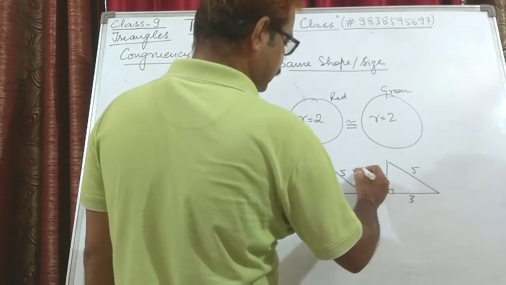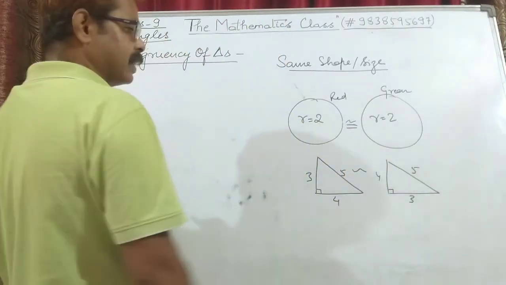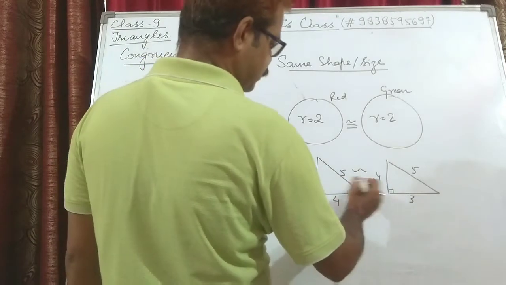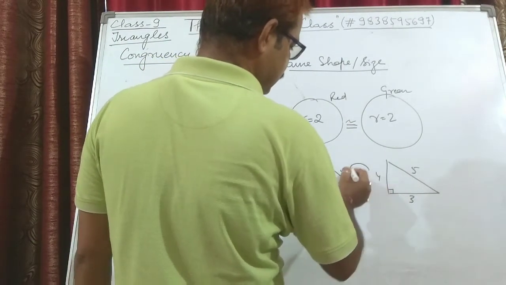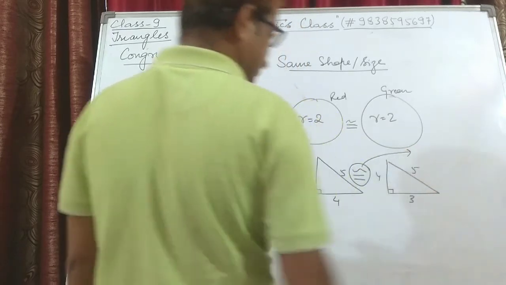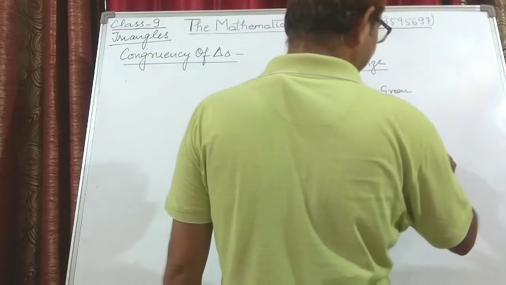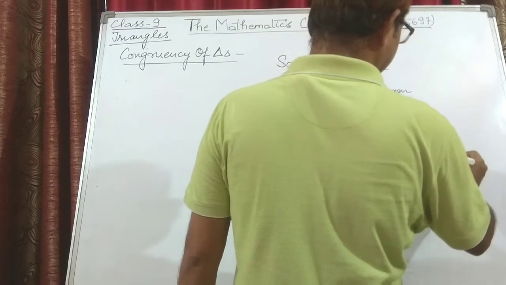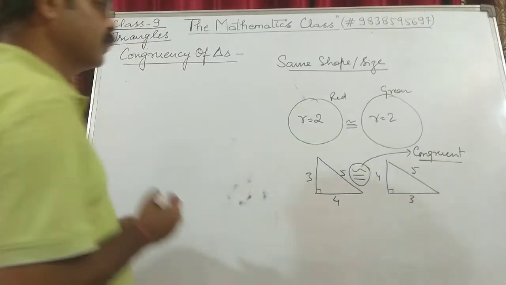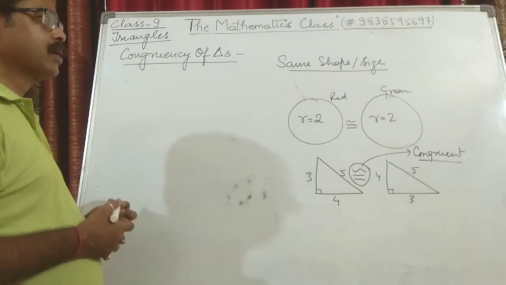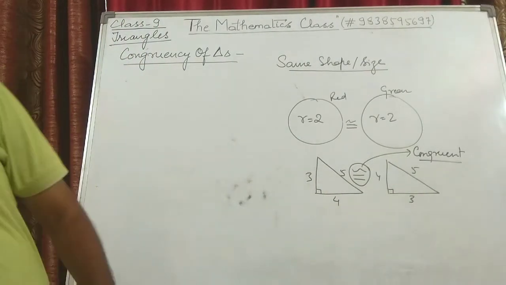Since they are the same in shape, we'll put this sign, that is for similarity, and since they are equal in size, we'll put an equal sign. So this is the sign of congruency, or congruent. This is the sign for congruent or congruency. So we'll be studying congruency in triangles.